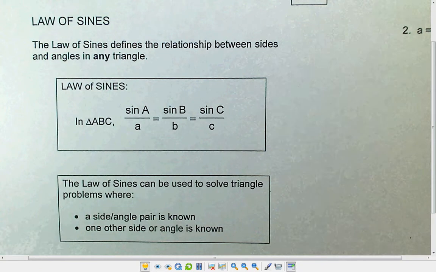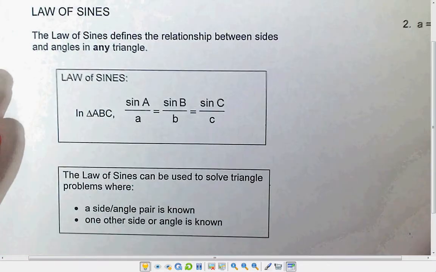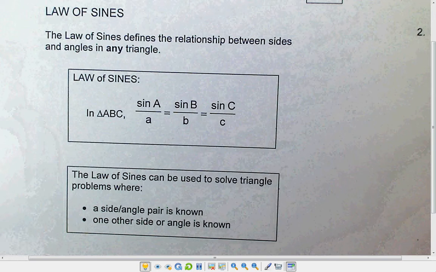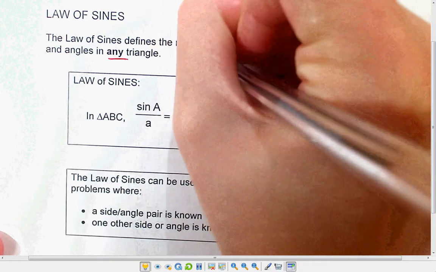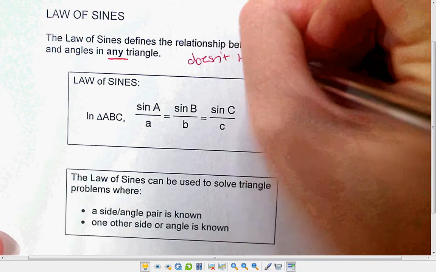Today we are learning about the law of sines. So the law of sines defines the relationship between sides and angles in any triangle. So it doesn't have to be a right triangle like the ones we did yesterday.